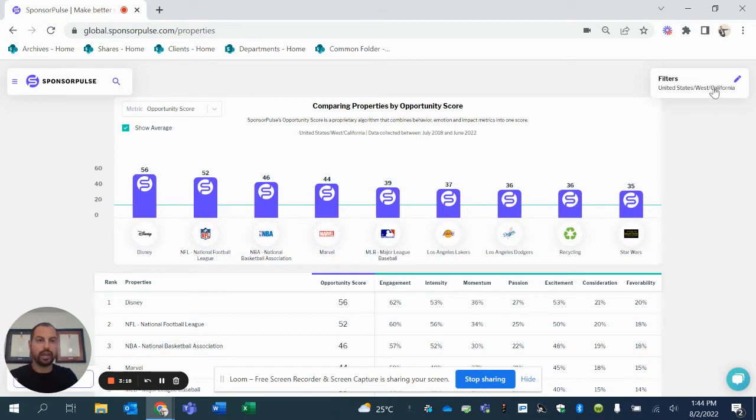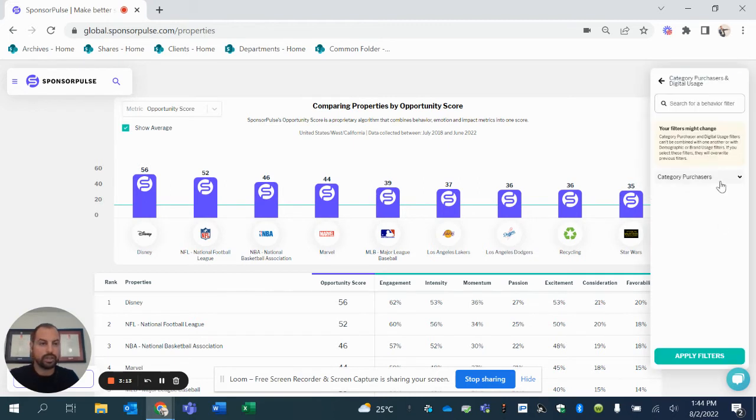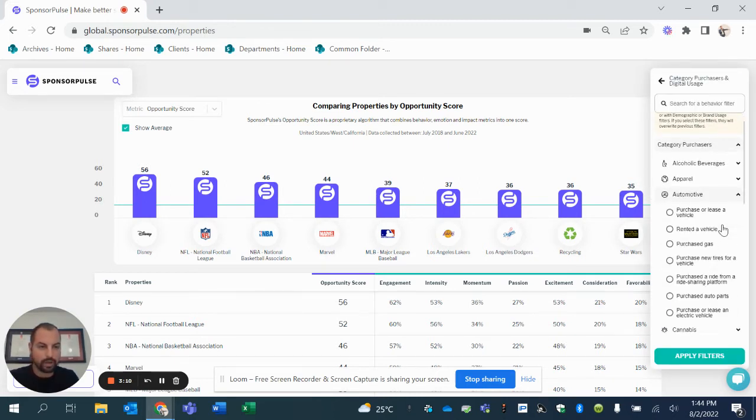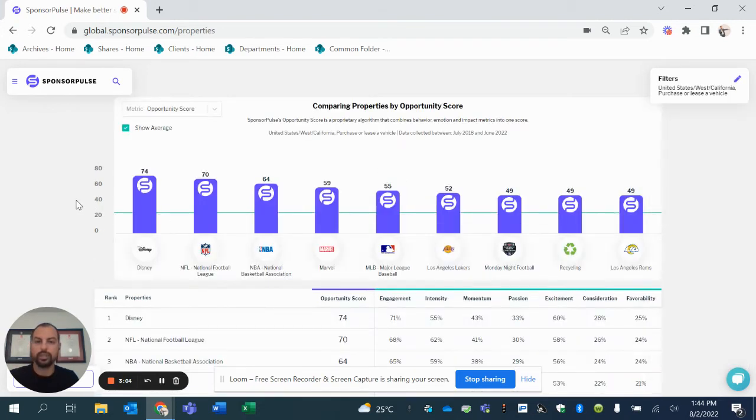Again, we're going to use the filters tab just to get a little more specific in our search. So we'll go to category purchasers, and I think it makes sense to drop down automotive and also select purchase or lease a vehicle. So now we're looking at the strongest areas of opportunity in the state of California amongst consumers who are interested in purchasing or leasing a vehicle. Now again, being Ford Motor Company, this information is very, very useful, very insightful. We start to identify which properties we stand to benefit most from if we embark on a partnership with them. But maybe we've decided that we specifically want to partner with a sport property.